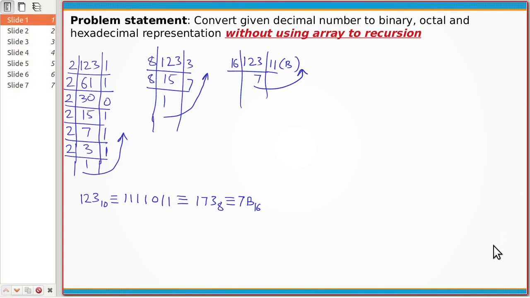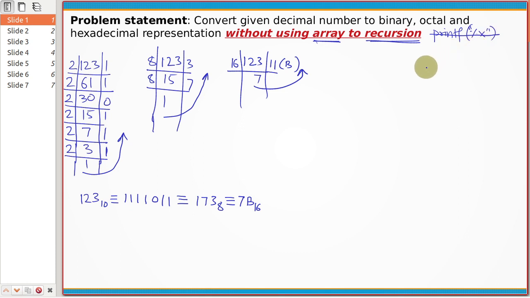Let us learn how you can write a program which converts a decimal number into binary, octal, and hexadecimal. And the main thing is without using array and recursion. Many of you might already have done this program using recursion and array, but how can you solve it without using recursion or array, or without using printf's %x or %o syntax? Okay, we don't want any shortcut.